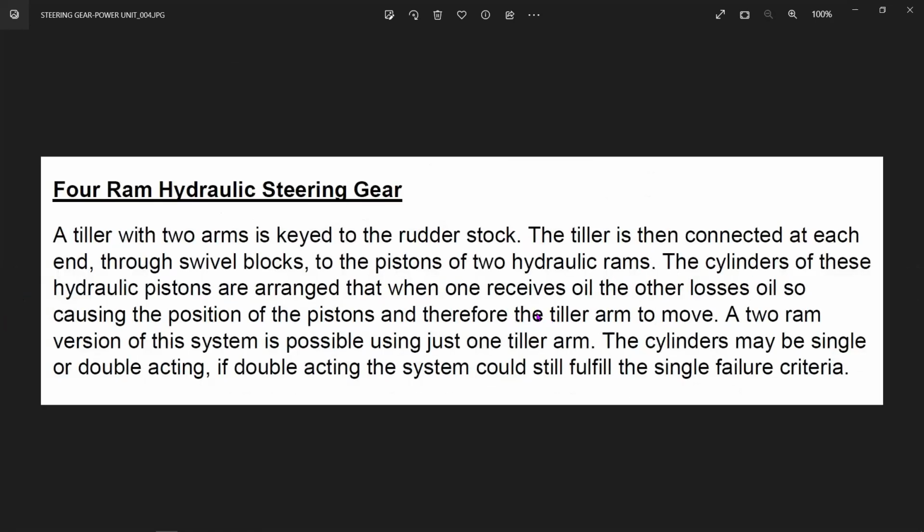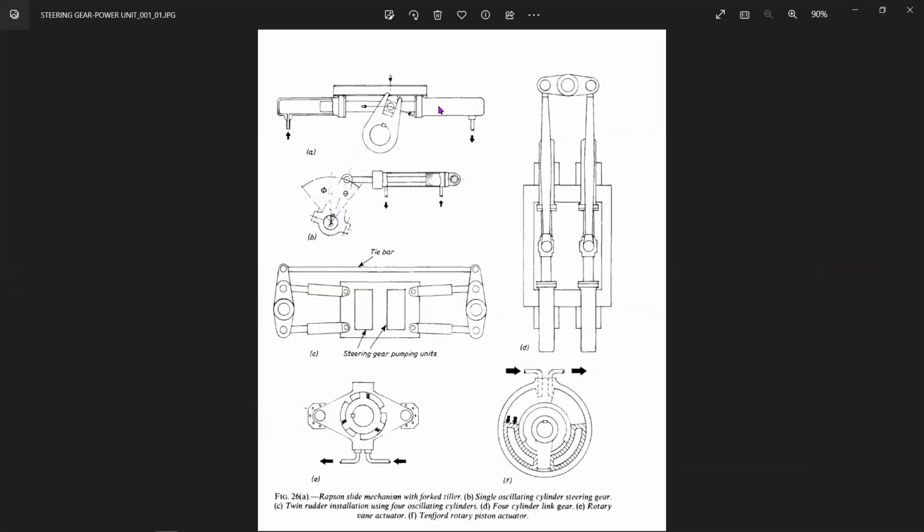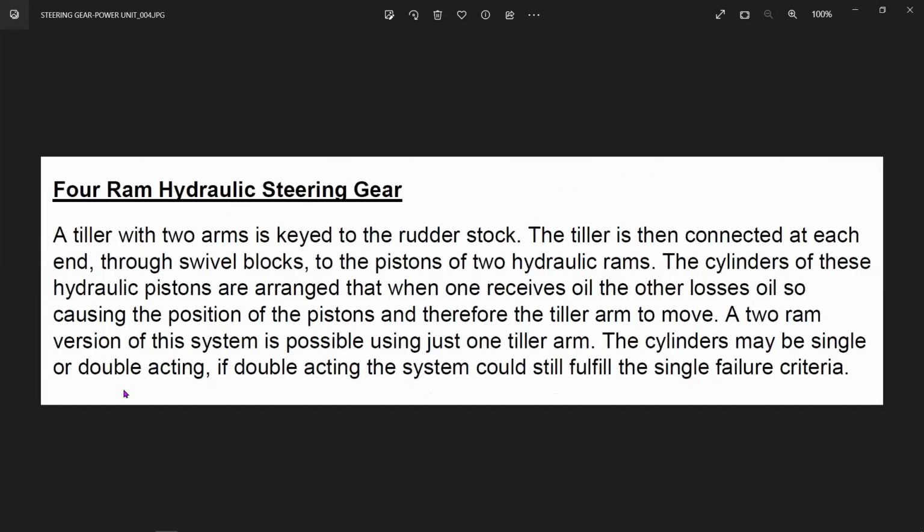If you have a single acting cylinder, the 2 ram system version can be possible using just one tiller arm. Okay, that means just one of this system like this. Just one tiller arm, and you can have a 2 ram system. All right, but the cylinders may be single acting or double acting. A double acting system could still fulfill the single failure criteria, because it requires that the tiller and the arms need not be duplicated for the single failure criteria, which was talked about before.